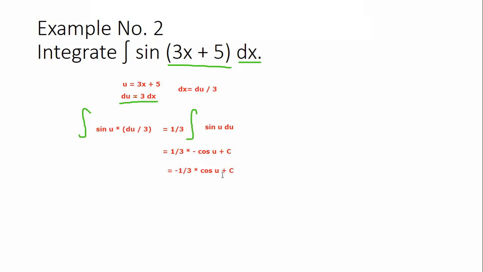However, we're not done yet because we only did the substitution. We replace back the value of u, which is 3x plus 5. So your function will be negative 1/3 multiplied by cosine of 3x plus 5, plus c. This will be the answer for this particular problem. Questions? Okay, let's proceed.